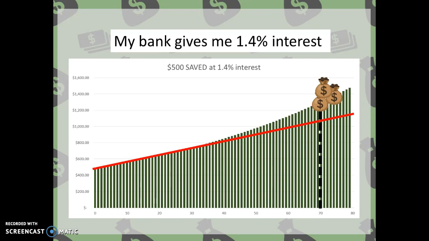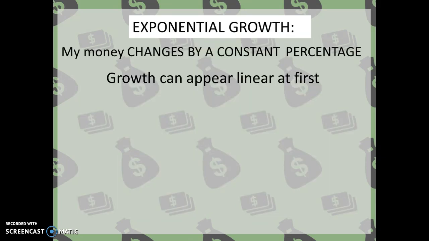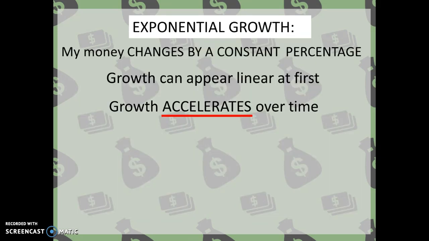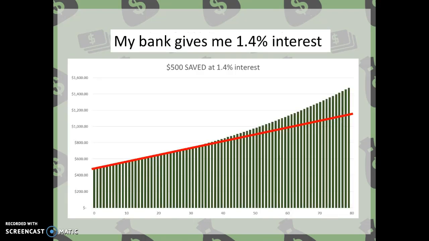But exponential growth appears linear at first. Look at down here. It looks linear. But then 70 years into the game, I start to see the effects of the exponential growth. So that's another thing. Growth accelerates over time. How much time? Well, it depends. In that case, it was darn near 70 years. It can be different in different circumstances. Growth accelerates over time.